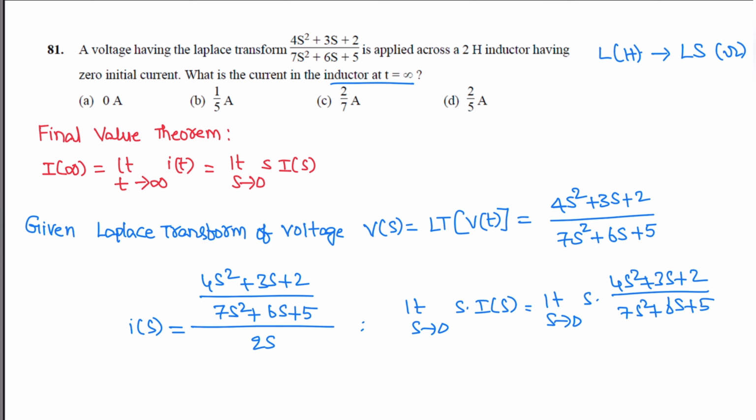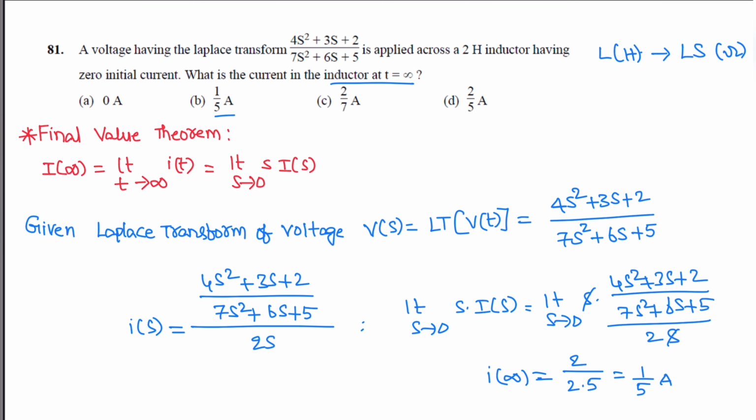Here s gets cancelled and substitute the value of s equal to 0. So therefore we will get 2 by 2 into 5, it is 1 by 5 ampere. So that is I of infinity is 1 by 5 ampere. Correct option is B. So the final value theorem expression is mentioned here: I of infinity is equal to limit t tends to infinity I of t, or limit s tends to 0 of s into I of s.